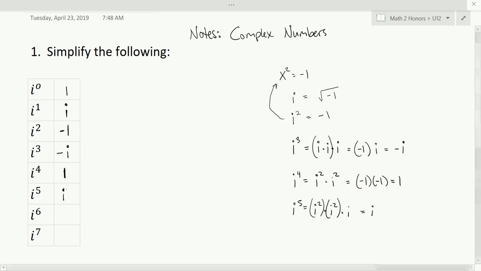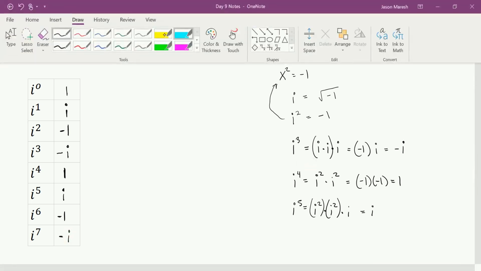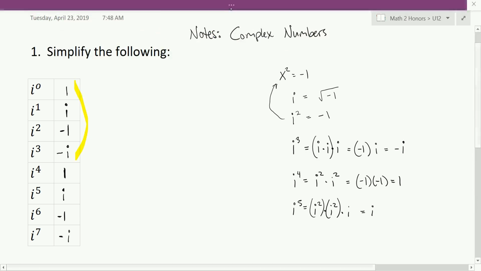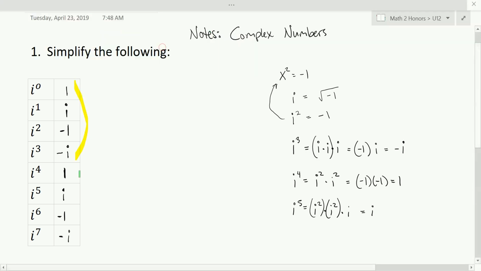i to the 6th? How do you know? Oh, you're looking for a pattern. You're seeing a pattern. You're hoping it continues that way. Well, it is going to be -1. And there is a pattern. And what do you think i to the 7th is going to be? -i. Okay. So there's a pattern of 4 here, and if we continue this, the pattern would continue. It goes 1, i, -1, -i.